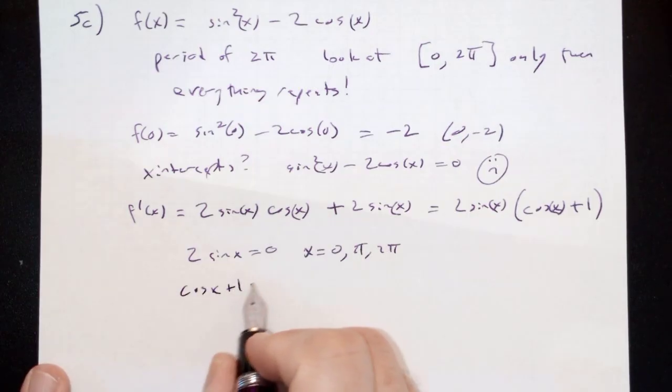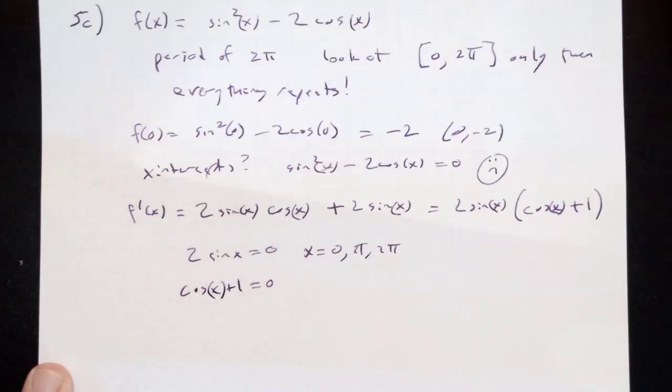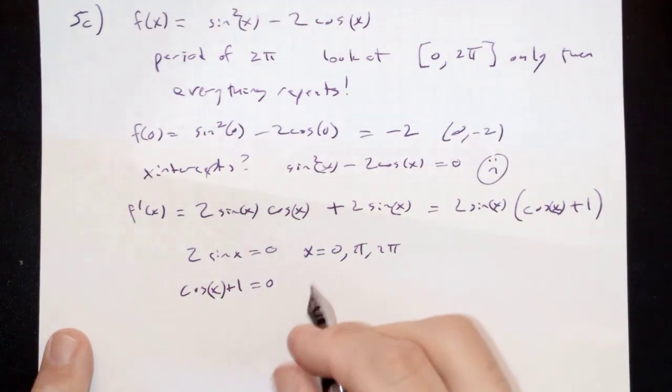Cosine x plus 1 equals 0 means cosine is negative 1. Again, I think of the unit circle in my head. Where is cosine equal to negative 1? Just at pi.